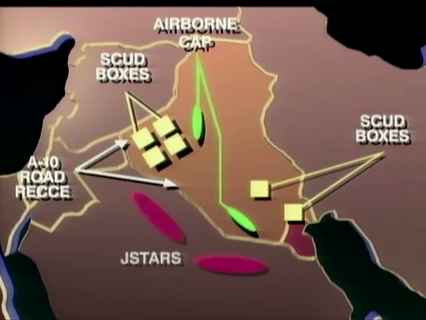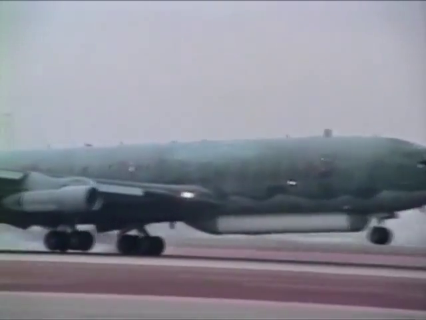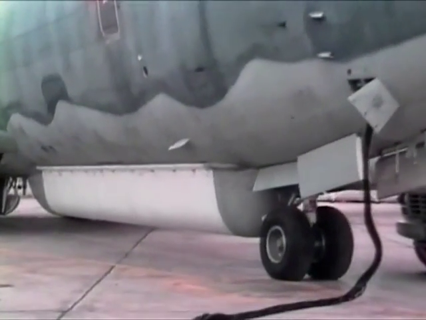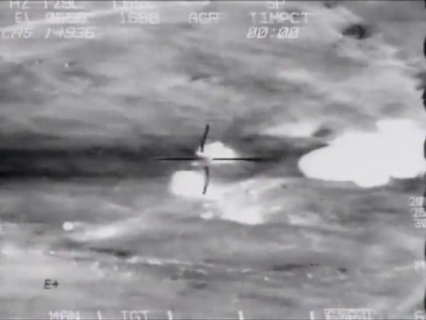In eastern Iraq, the new experimental Joint STARS aircraft successfully directed several strikes against Scuds as well. They were able to locate mobile launchers with their radar, which can track movement on the ground. Many mobile launchers were hunted down and destroyed.